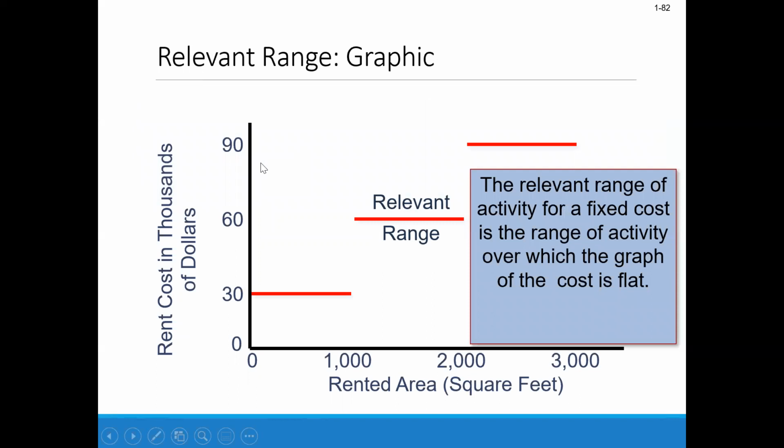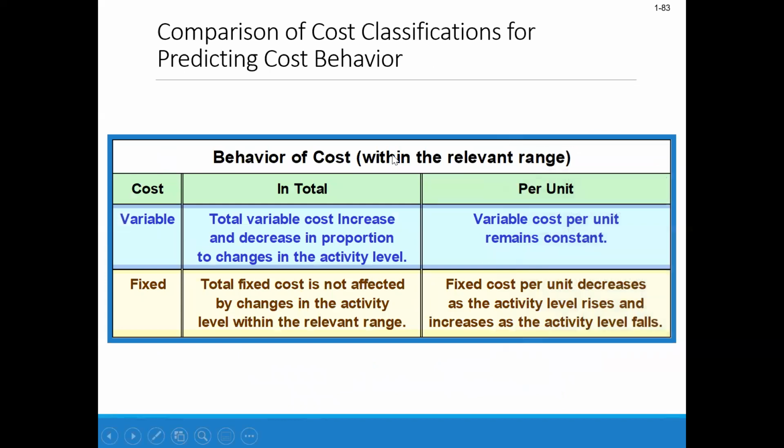The relevant range of activity for a fixed cost is the range of activity over which the graph of the cost is flat. So if all you need is 1,000 square feet, then here's your fixed cost. But if you need to jump to 2,000 square feet, again, here's your fixed cost within that relevant range. Or 3,000 square feet, here's your fixed cost within that relevant range.